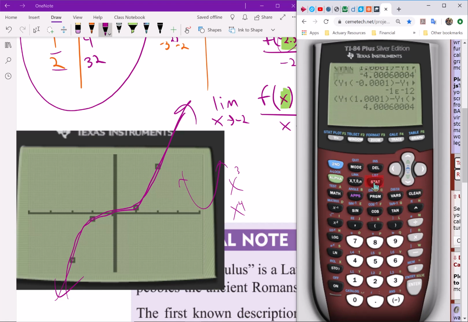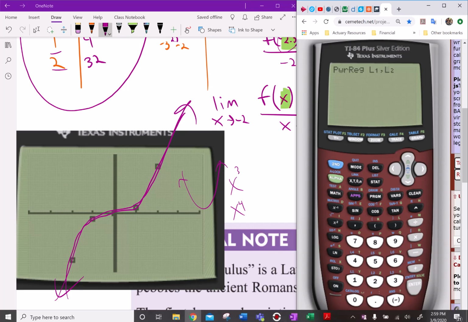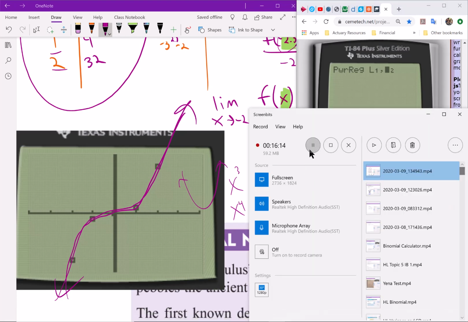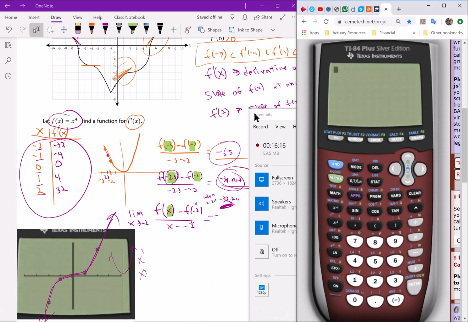Oops, I have to do that again. Calc, power, and yeah, it's not going to like the negatives, I think. So the power regression is not going to work just because it can't handle the negative situation here. It's only for direct and inverse variation.